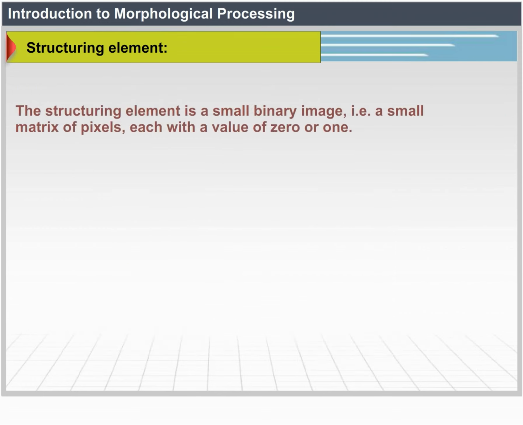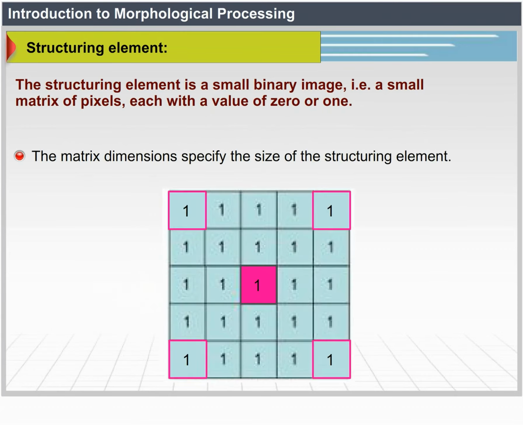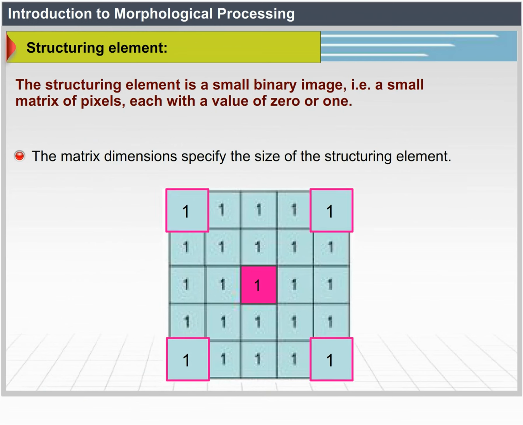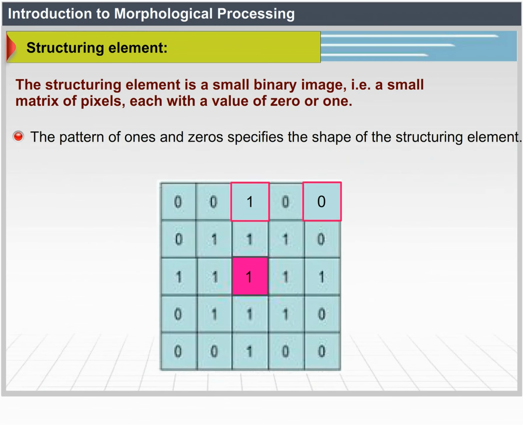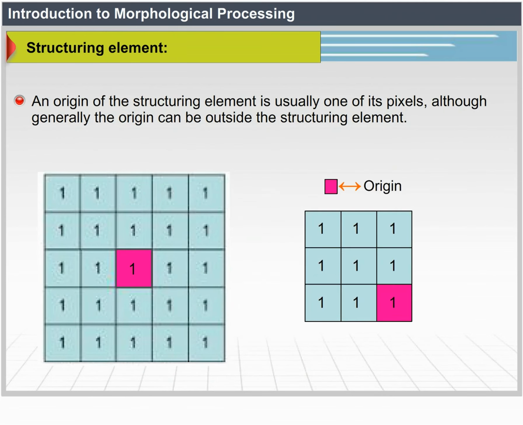The structuring element is a small binary image, that is, a small matrix of pixels, each with a value of 0 or 1. The matrix dimensions specify the size of the structuring element. The pattern of ones and zeros specifies the shape of the structuring element. An origin of the structuring element is usually one of its pixels, although generally the origin can be outside the structuring element. Some examples of simple structuring elements.